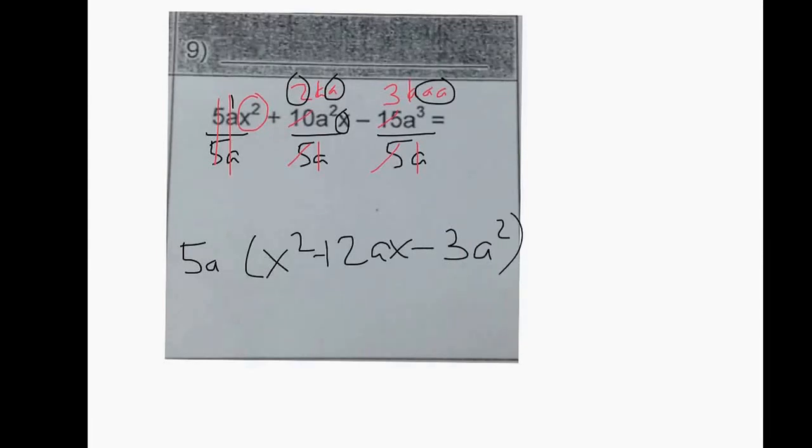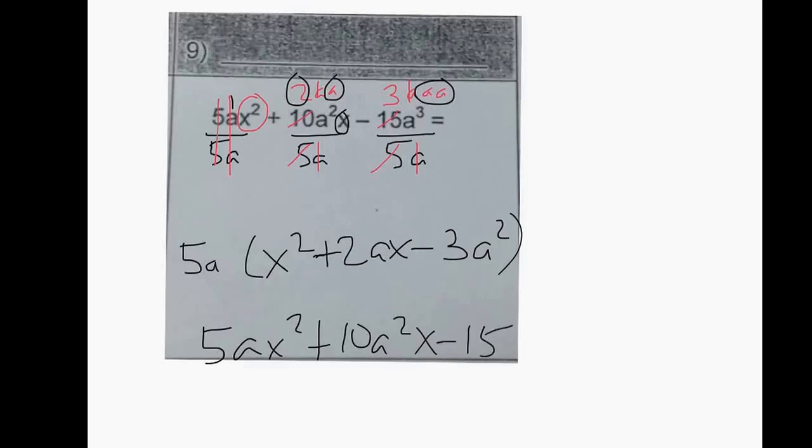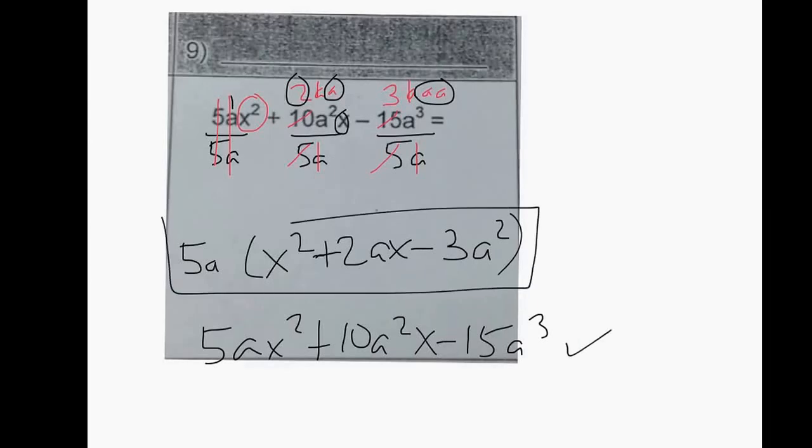If we put it all back together through a double rainbow, it's 5 times 1 is 5. A times X squared is AX squared. 5 times 2 is 10. A and A is A squared with an X. 5 times a negative 3 is negative 15. A with AA is A to the third. And so that checks out, so that is the right answer.